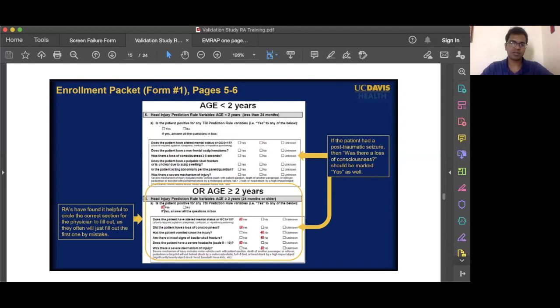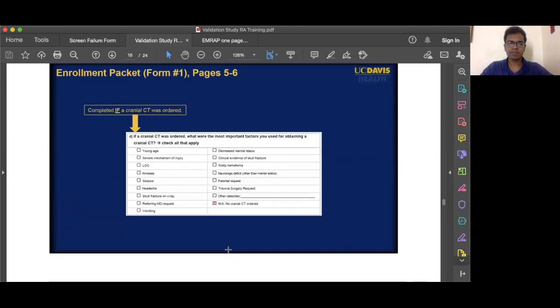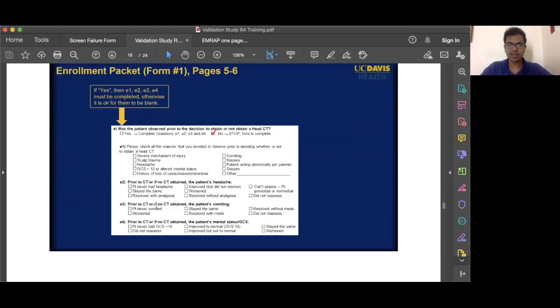Also, if they marked yes, but they didn't mark anything here, you'd want to go ahead and double check with the attending and ask them to fill the bottom portion out. Again, if there was a CT order, they'd want to check through this. So that's also another area that you can double check, as well as these types of questions.